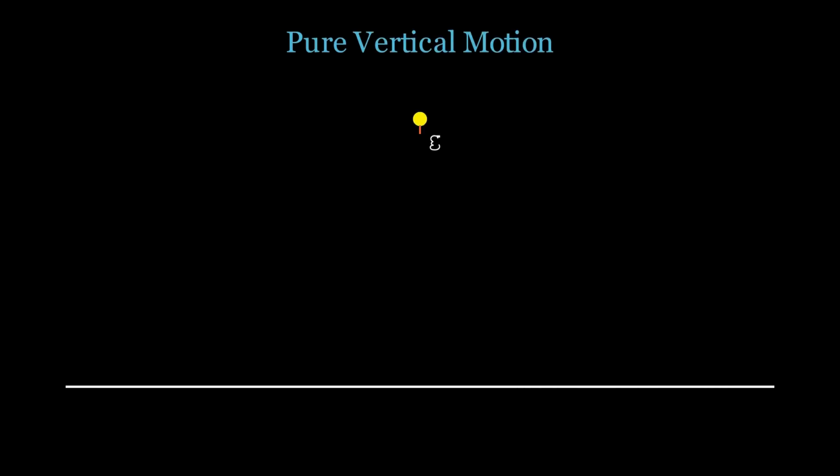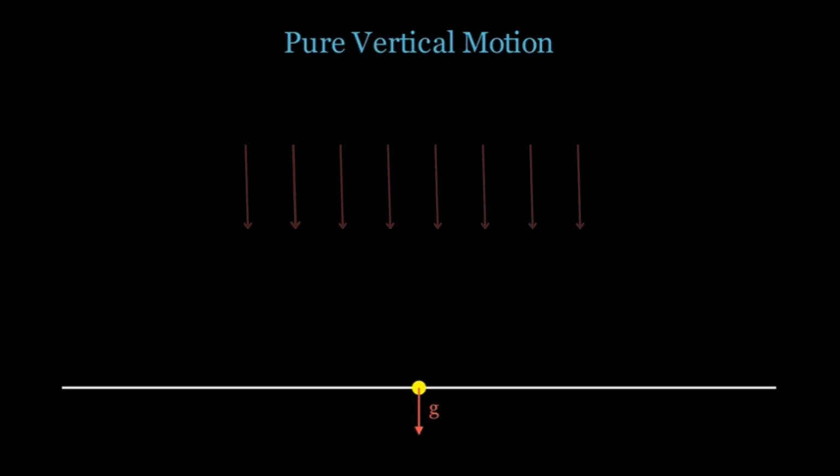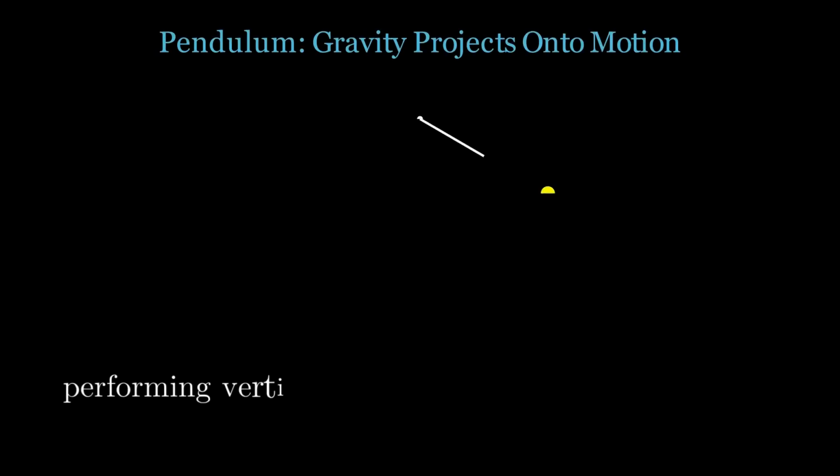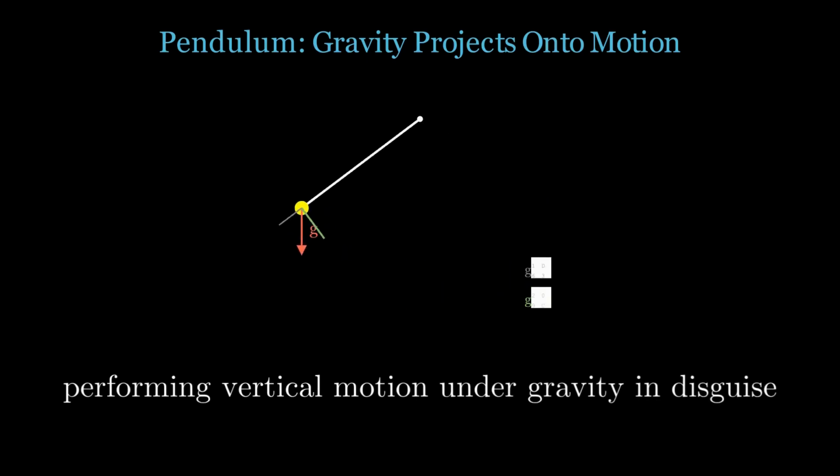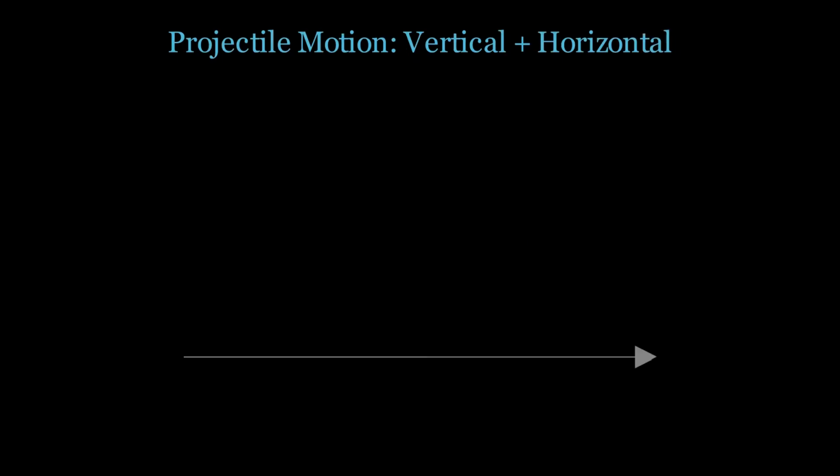Let's consider the Earth for a second. Imagine the Earth as a flat surface. Gravity always acts perpendicular to it. That might sound obvious, but here's the twist. This is mathematically true. No matter how an object is dancing under gravity, gravity is always acting straight down. Surprisingly, this means that projectiles are also performing vertical motion under gravity, at least in disguise.